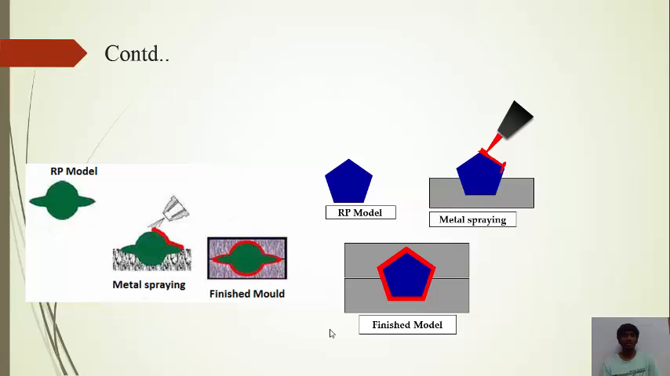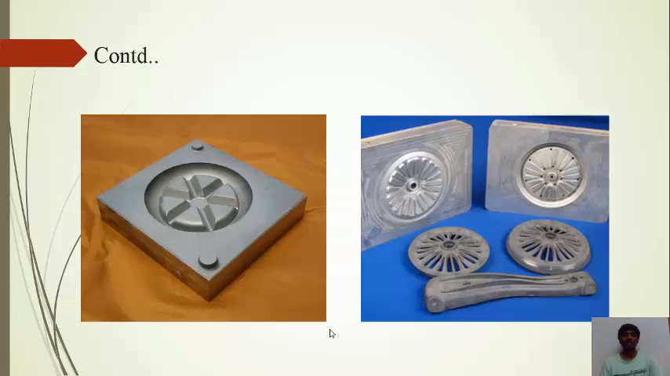so that when we use this mold for manufacturing of so many components, the mold should not wear, so as to enhance and give the maximum tool life. These are some of the components manufactured using this spray metal tooling.